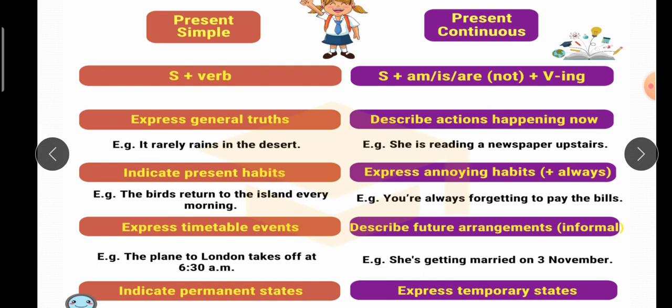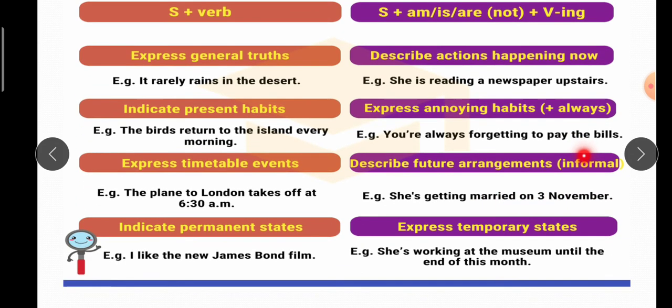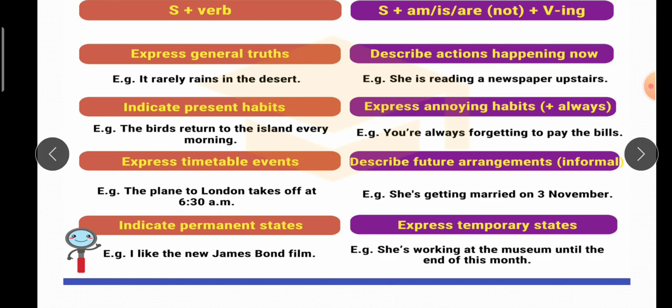If you have an annoying habit and you add always, you can express it in the present continuous tense. Simple present expresses timetable events. The plane to London takes off at 6:30 a.m. It's a fixed timetable. Present continuous describes future arrangements, also in an informal setting. She is getting married on 3rd November. It's not formal, it's an informal sentence.